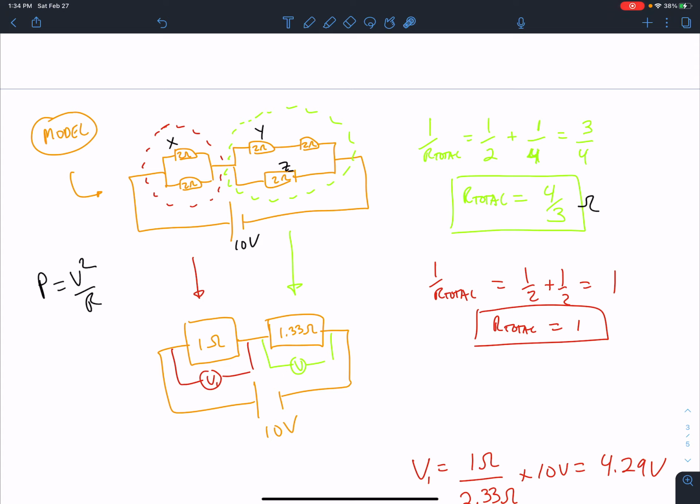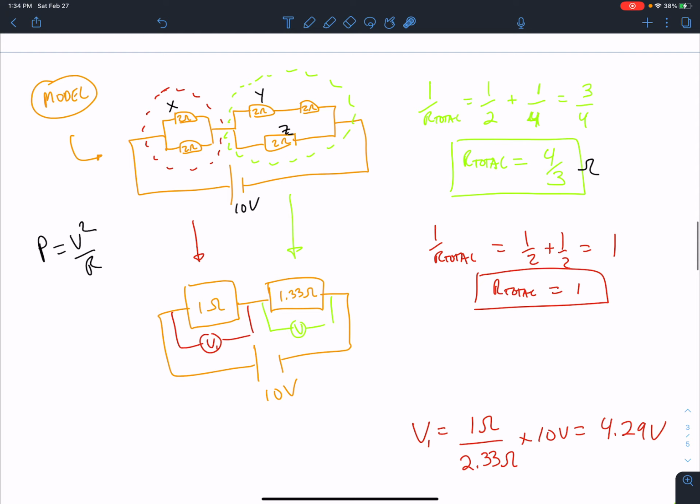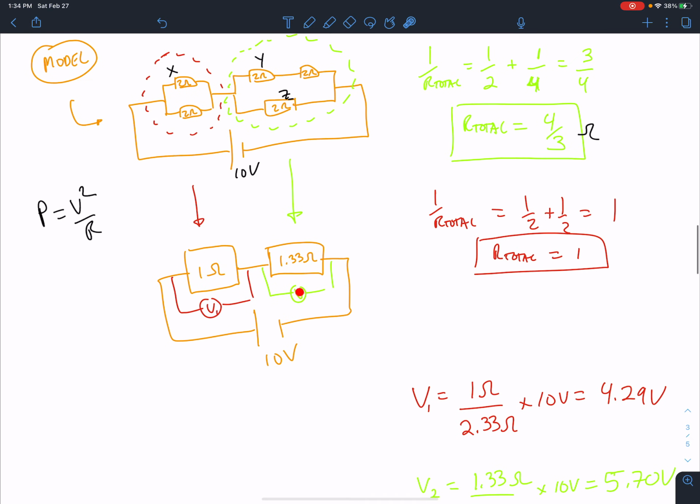Now if I look at this branch, the total resistance is 1/2 plus 1/2, which is 1. So the total resistance of that is greater than the total resistance of that. 4 over 3 is equal to 1.333. So it's greater, and more of the voltage is going to be split onto that branch than onto that branch. I can figure out how many volts go onto each branch. That's 1.33 ohms when I distilled it down, and that's 1 ohm. Make sure you try to practice that. The total resistance of that is 1.33, and the total resistance of that is 1.